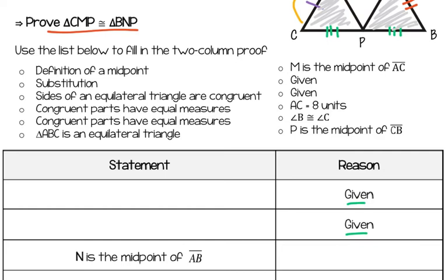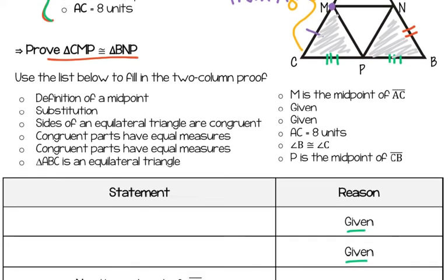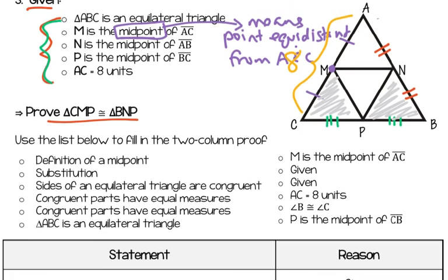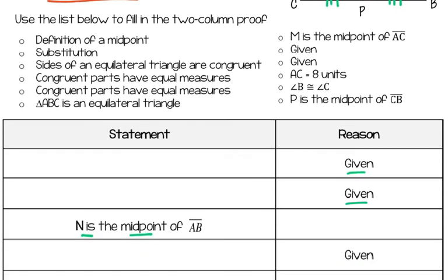What are some of my given reasons? You've got 5 things that were given to you. Could you pick any of the 5? Yeah, you can. How do we know which one to do? Well, let's talk about what it says right here. This next one says N is the midpoint of AB, and if you look up here, that's the third one down, and that's the third one down.